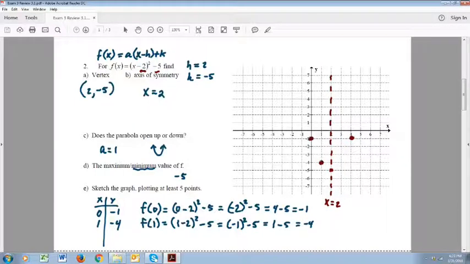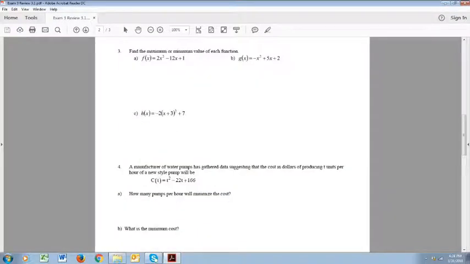So let's go ahead and put that in, and of course we can use symmetry to get another point. And so there's our graph. All right, let's move on to the next problem here.